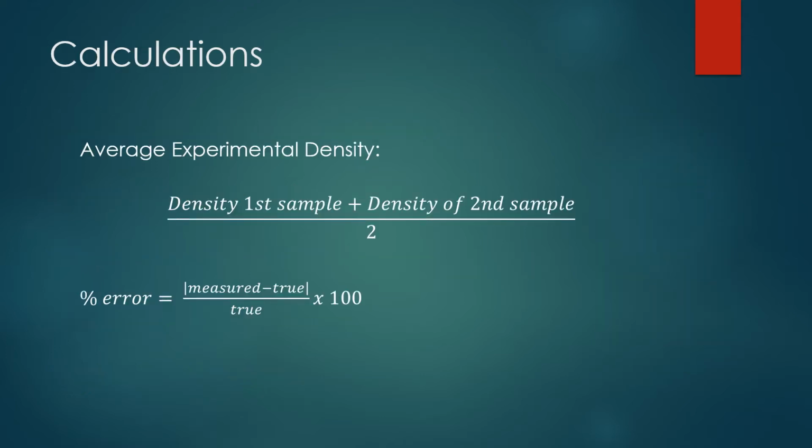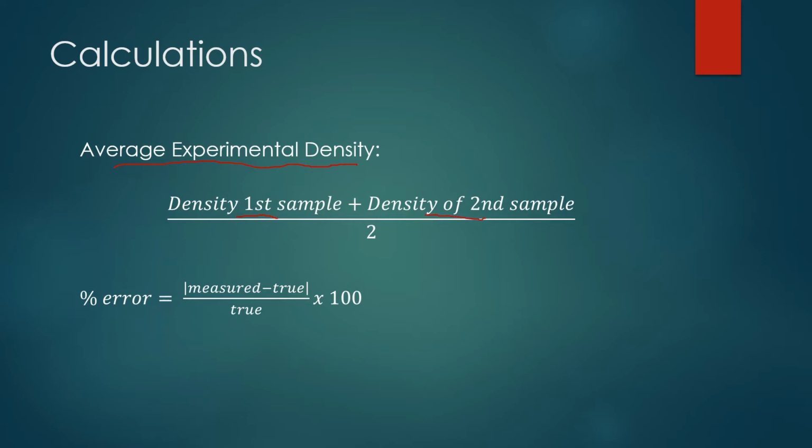Next, you're going to take the data that you have calculated and do some more calculations with it. So the first thing we're going to do is calculate the average experimental density. So you're going to take the density of your first sample that you calculated and the density of your second sample.